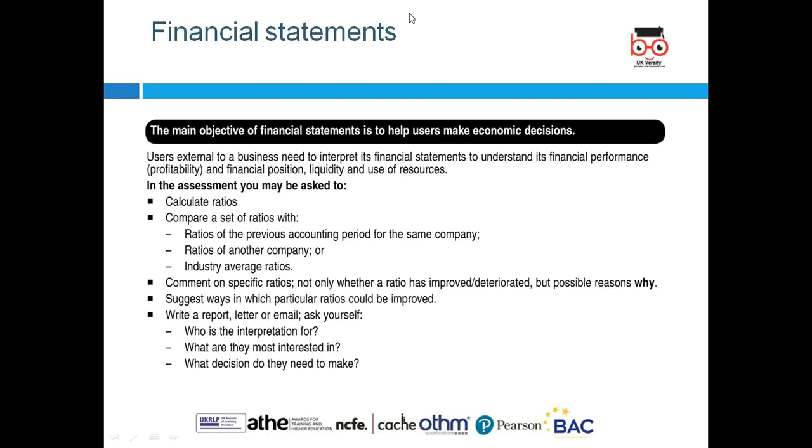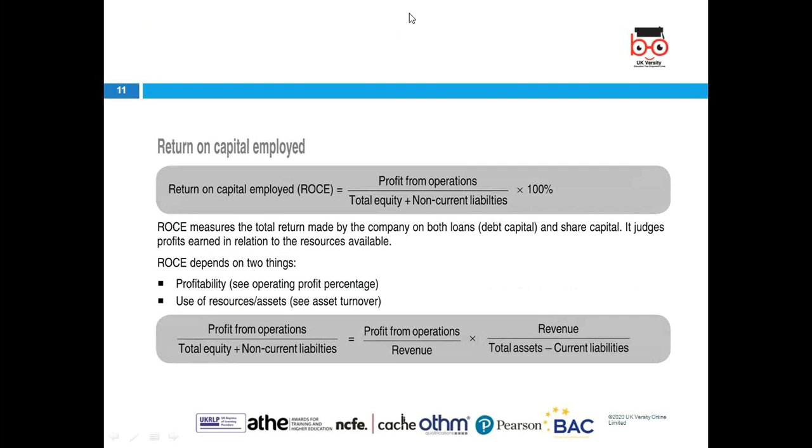Next, we look at the main objective of the financial statement: to make economic decisions based on the information on the performance. For performance, we always look at cost, time, and quality. So not just the financial side, but the quality side, qualitative and quantitative. Qualitative is information that helps without the numbers, and quantitative means numbers. The ratios are the numbers. So calculate ratios, compare sets of ratios, comment, and suggest interpretations for the interested parties.